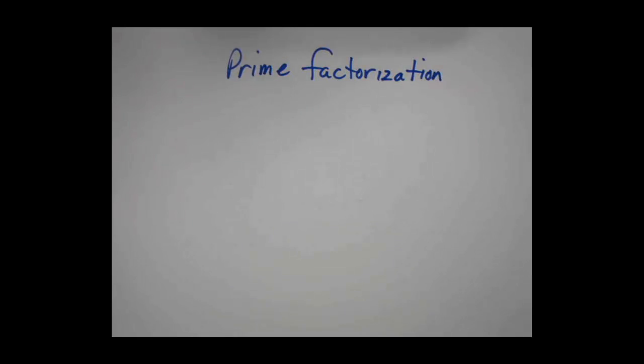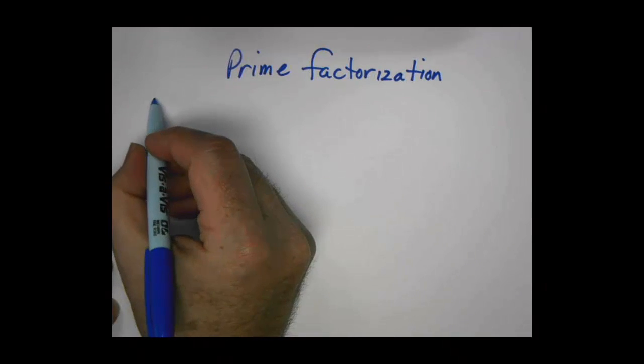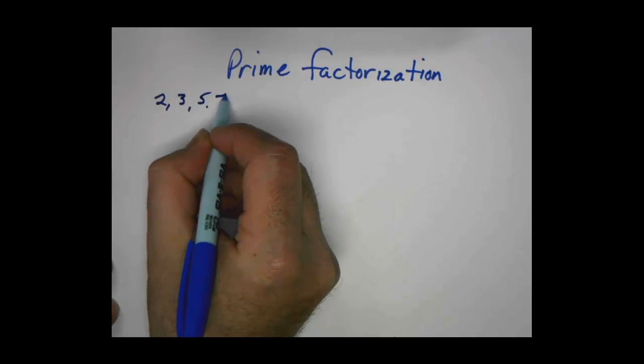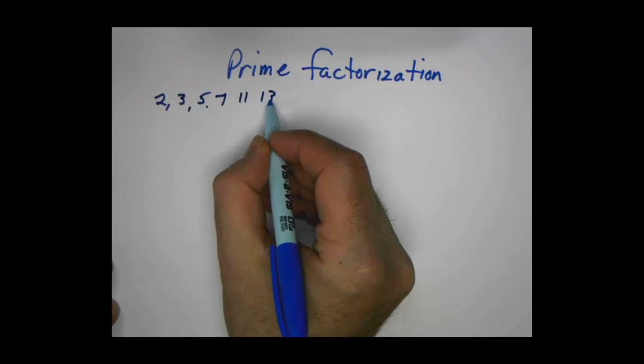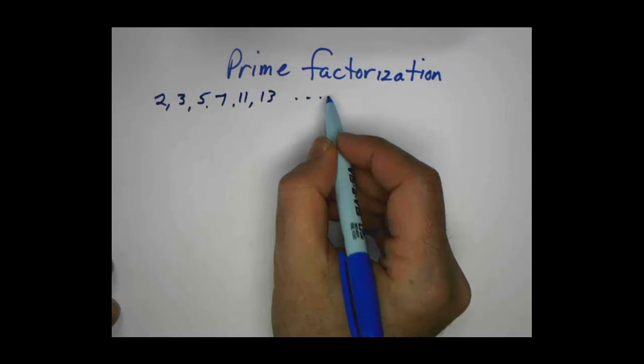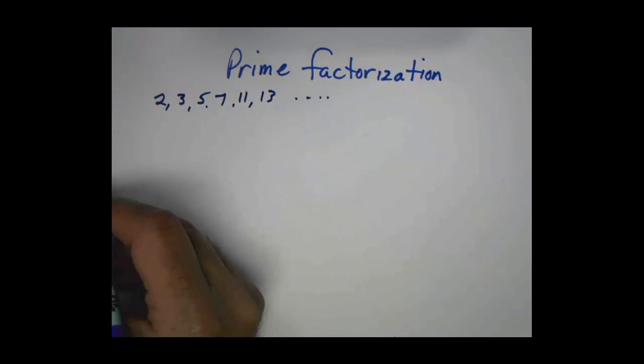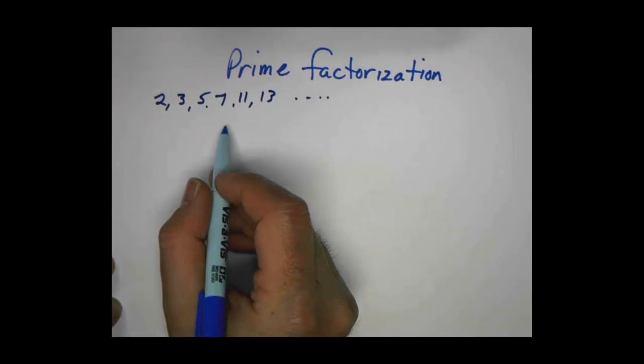Section 2.5 is all dealing with prime factorization. Remember, in the last section we were learning about prime numbers. The common, most used prime numbers are going to be 2, 3, 5, 7, 11, 13, etc. Prime numbers, of course, go on forever, but the ones we're going to be most concentrating on for this lesson are going to be these.